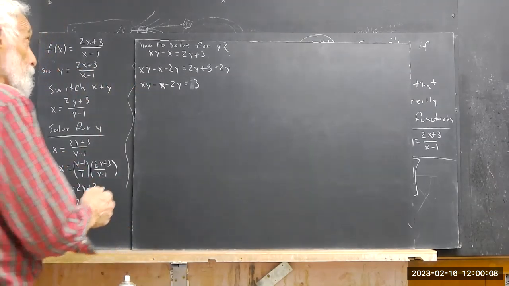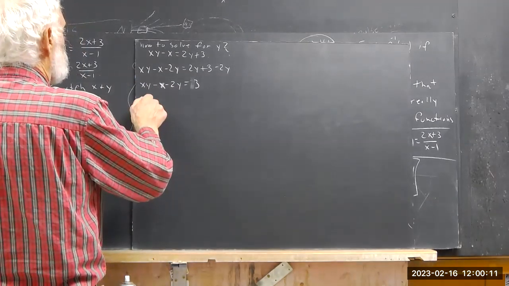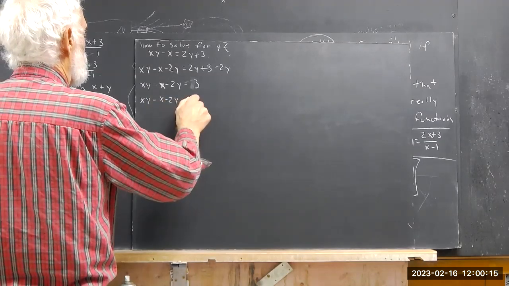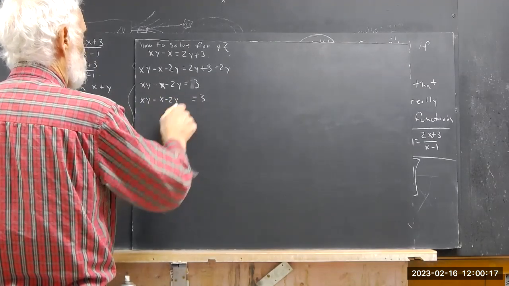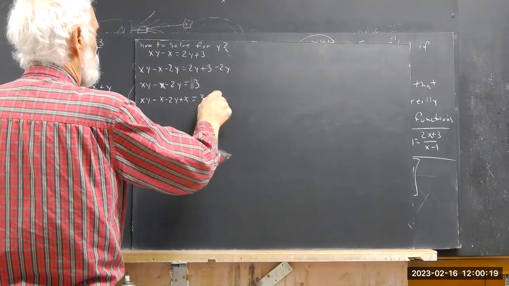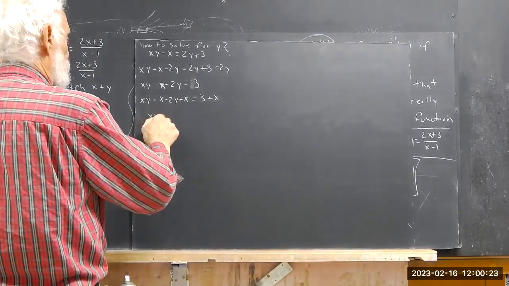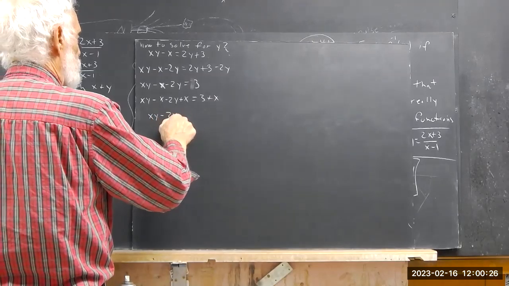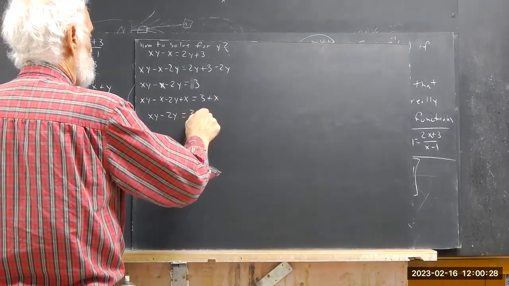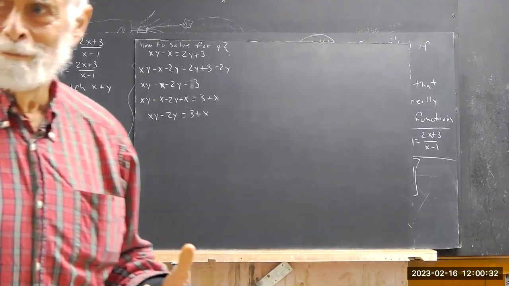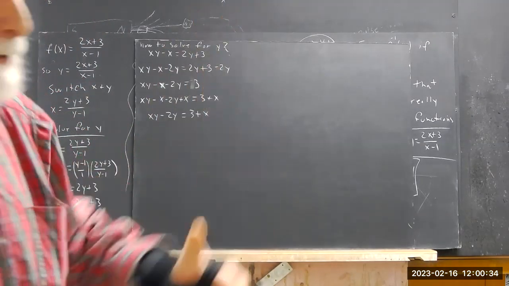It's safe. Okay. You got xy minus x minus 2y equals 3. We don't want x there, so we add x to both sides. And then we are confident that we have xy minus 2y equals 3 plus x. And now we're almost done, but we usually don't see it.